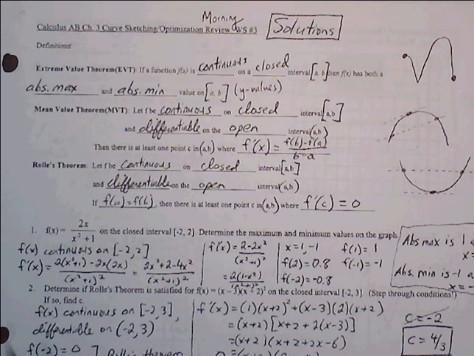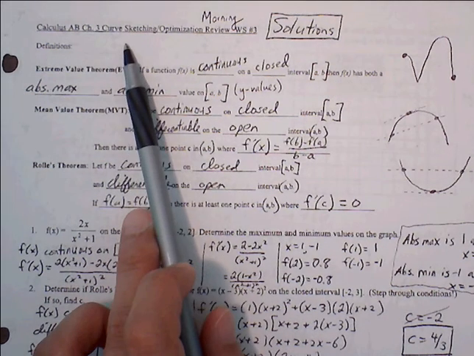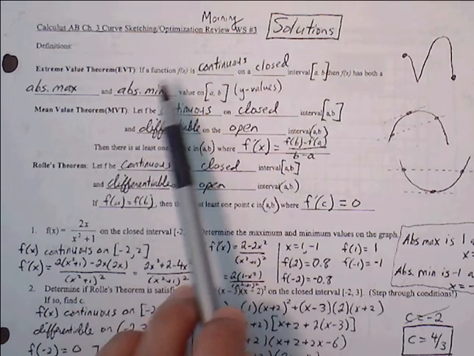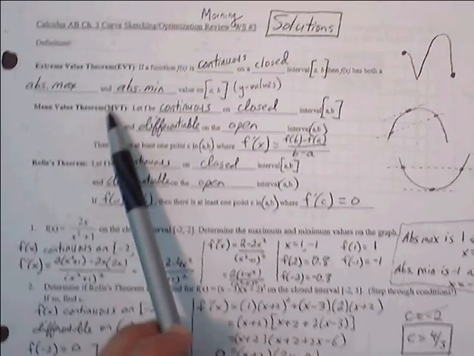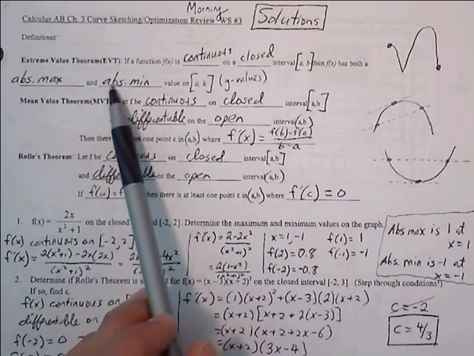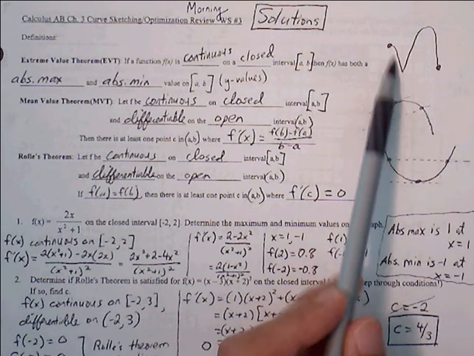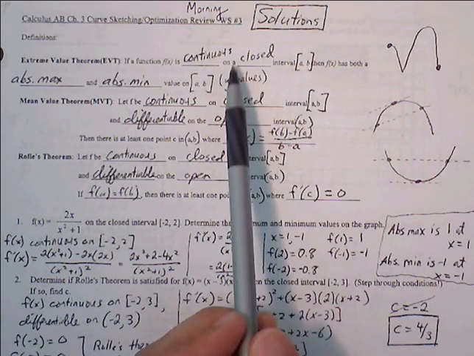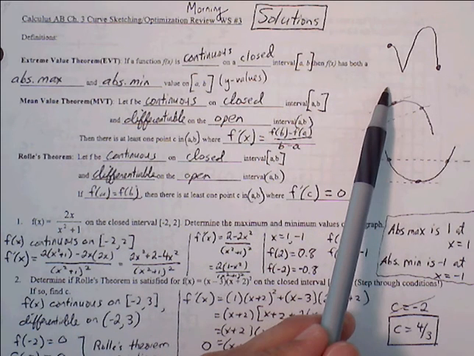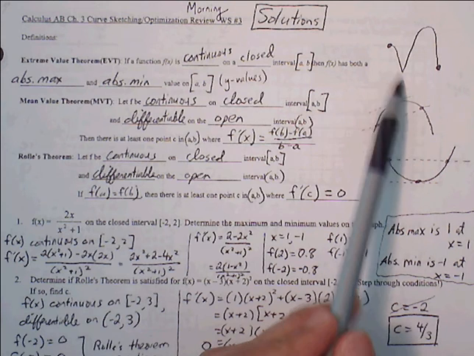This is the morning review of Chapter 3, Curve Sketching and Optimization. Let's look at some definitions here, or review some definitions here. First off, extreme value theorem. So here's the graph that represents extreme value theorem, where we're trying to identify the absolute max and absolute min values on the closed interval.